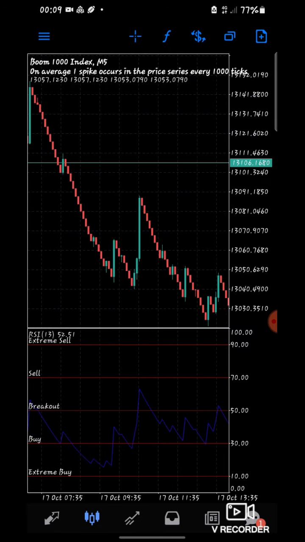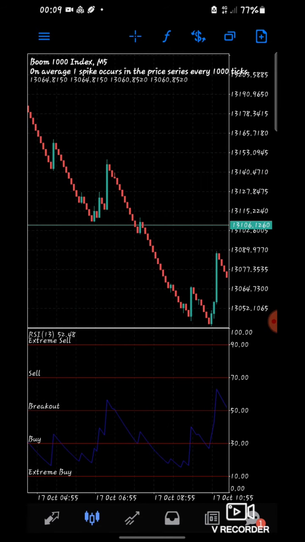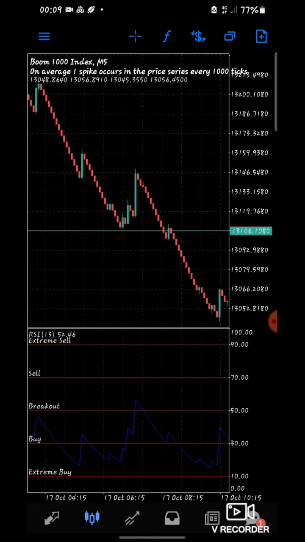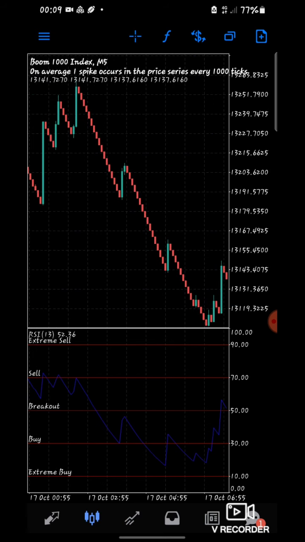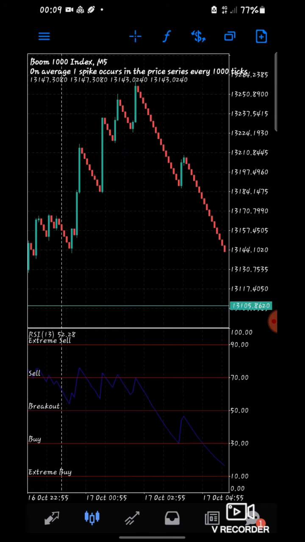The same thing applies whenever the RSI touches the extreme buy, which is line 10 on the RSI chart. Whenever the RSI line touches the line 10, you place a buy with big lot size, pick a few spikes and leave the market. I repeat, guys, leave the market.